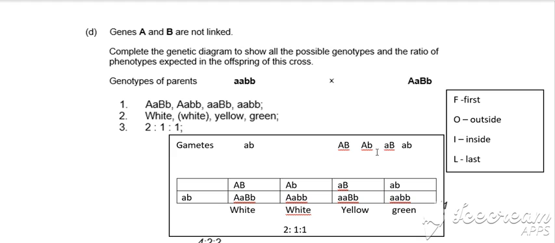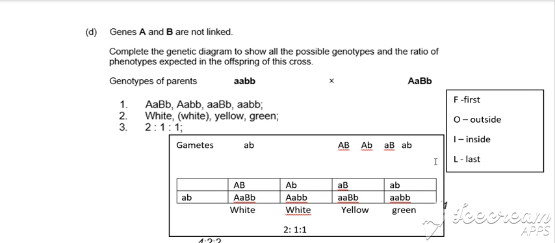our second gamete. We'd then go to the two on the inside, so the lowercase a and the capital B for our third, and then our final one, we take the two last, so we take the lowercase a and the lowercase b, which would give us our four different gametes.